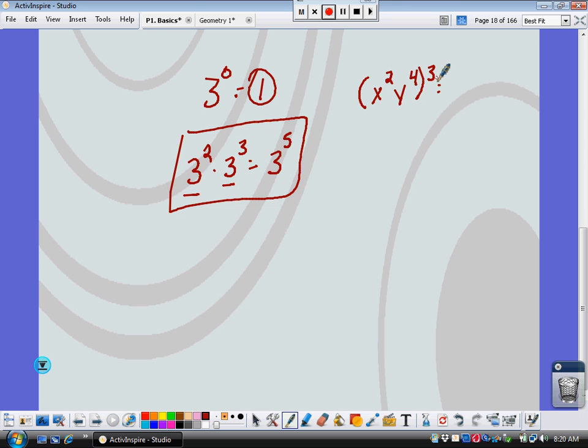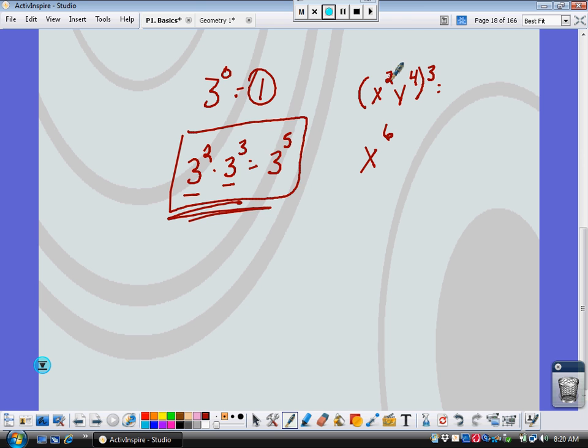All of this stuff, there's 3 of them. X squared, there's 3 of them. Y to the 4th, there's 3 of them. That's what to the 3rd power means. So you have technically x squared, x squared, x squared. That goes back to this rule. If it's x squared, x squared, x squared, add all those exponents together. How many do you have? I believe that's 6. What's the easy way of doing that?